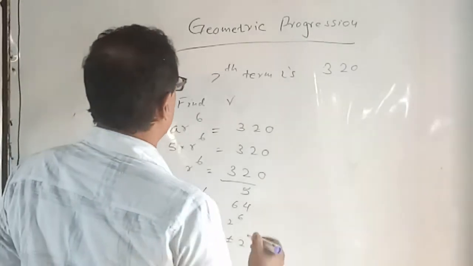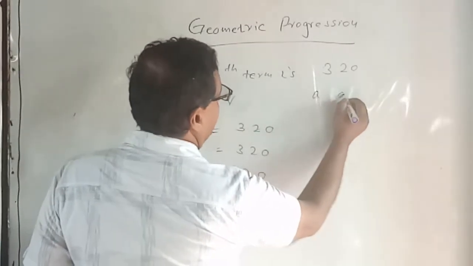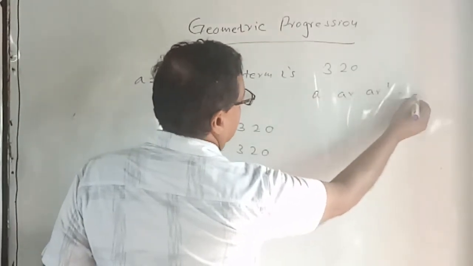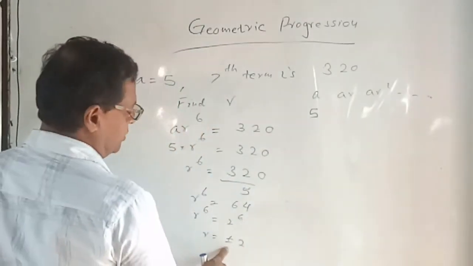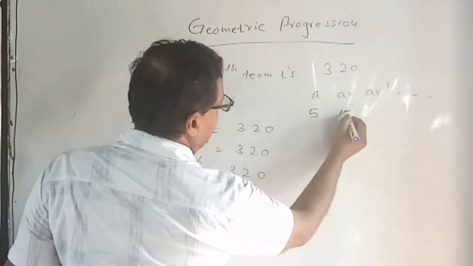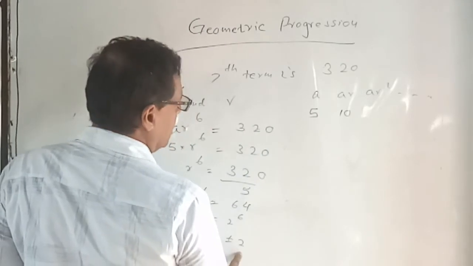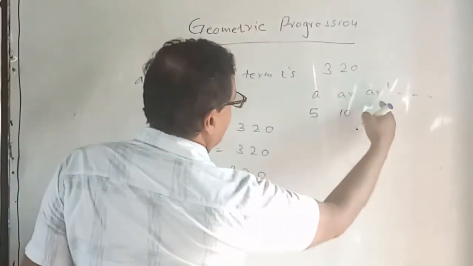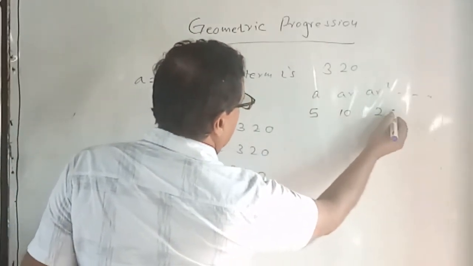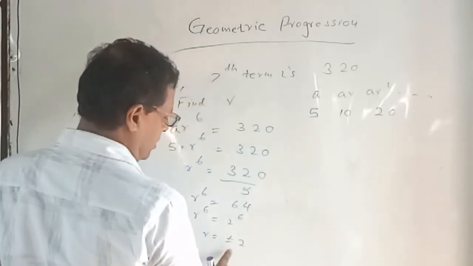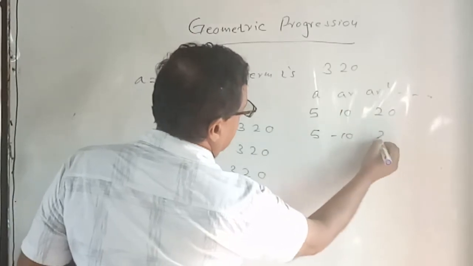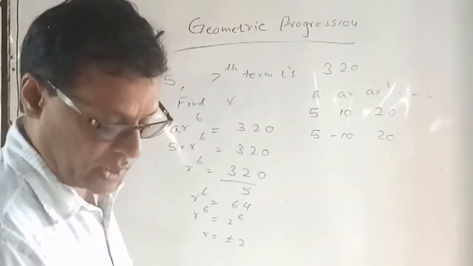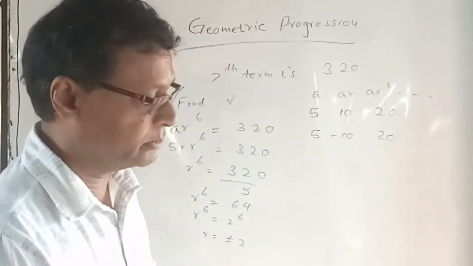So, for the plus value, our series will be a, ar, ar squared, etc. Now a is 5. If I take the plus value, 5 times 2 is 10. Then 5, 10, 20. If I take the negative value of r, 5, negative 10, 20. I hope you have understood this one.